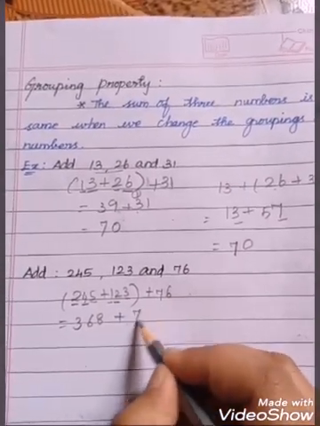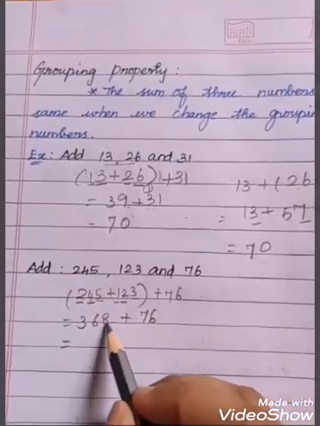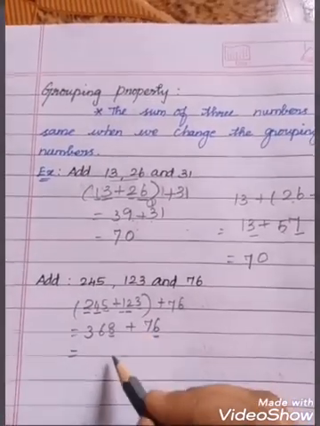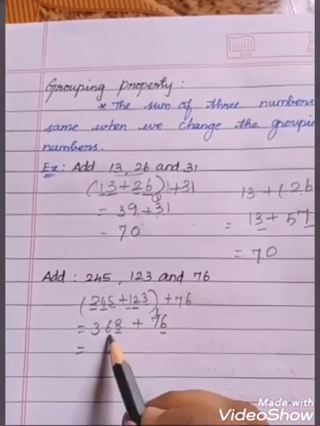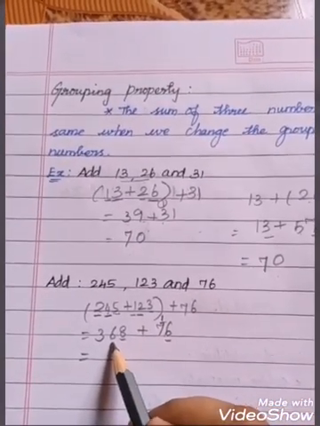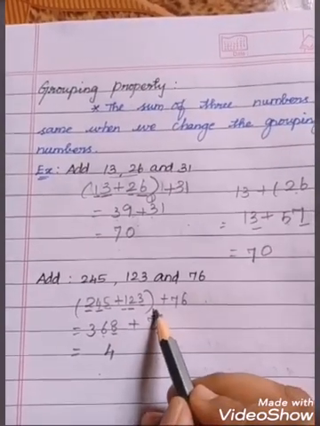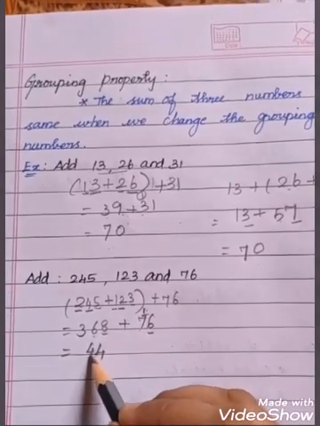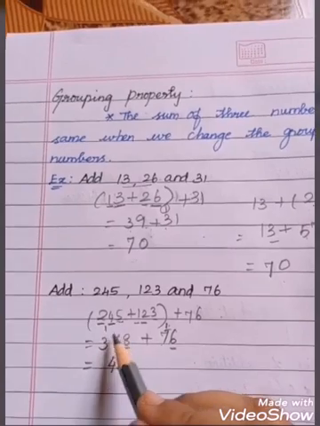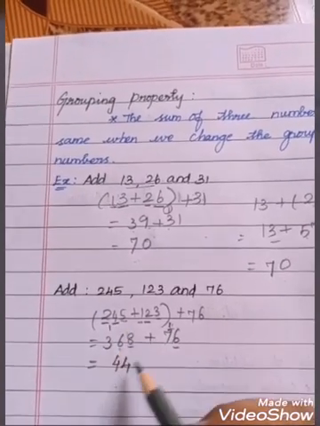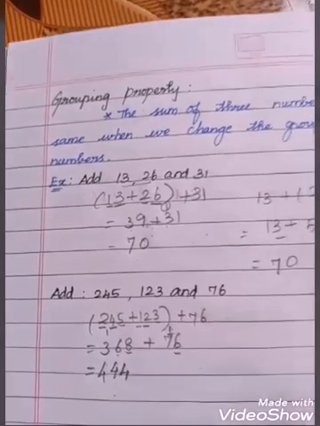368 plus 76. So now add these two numbers. So 8 plus 6 is 14. So 1 we write in the tens place. So in the tens place here is 6, here 7. So 6 plus 7 is 13. 13 plus 1 is 14. So we write here 4 and the remaining 1. So we write the 1 in the hundreds place. So 3 plus 1 is 4. So the answer is 444.